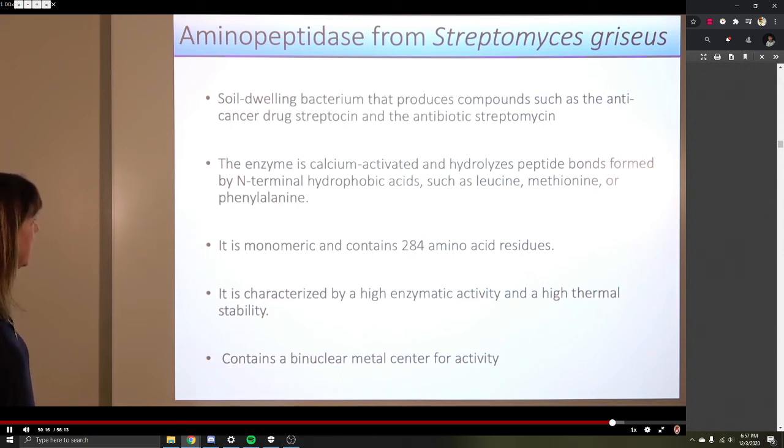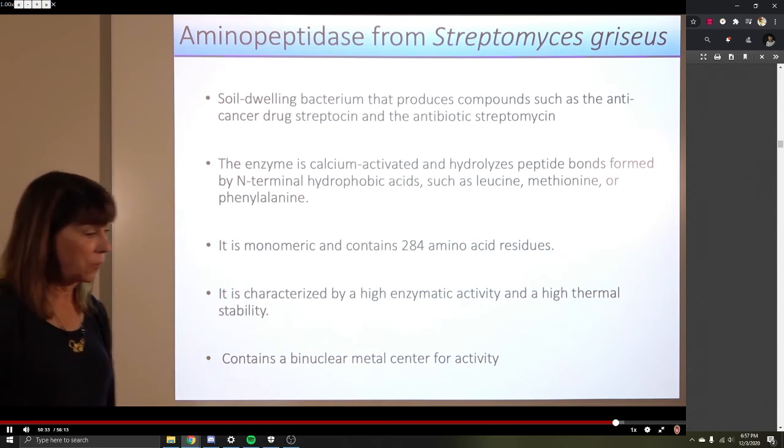The enzyme is calcium activated. It hydrolyzes peptide bonds formed by N-terminal hydrophobic amino acids, such as leucine, methionine, or phenylalanine. It's monomeric, a pretty small protein. It has high enzymatic activity and high thermal stability, and it has a binuclear metal center that's required for activity.